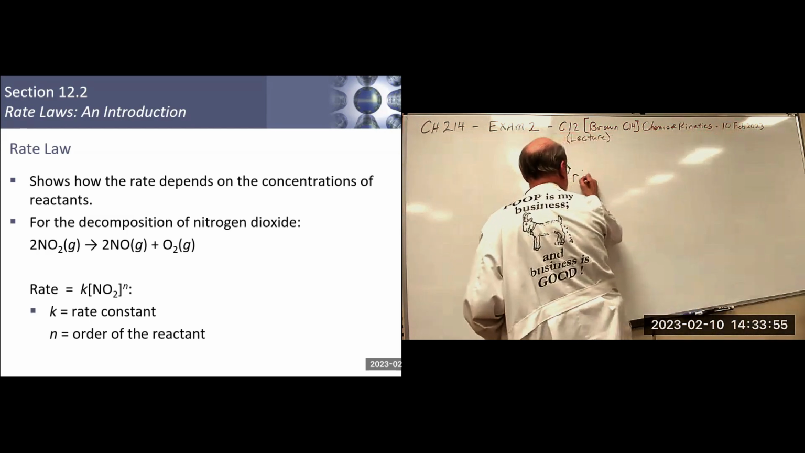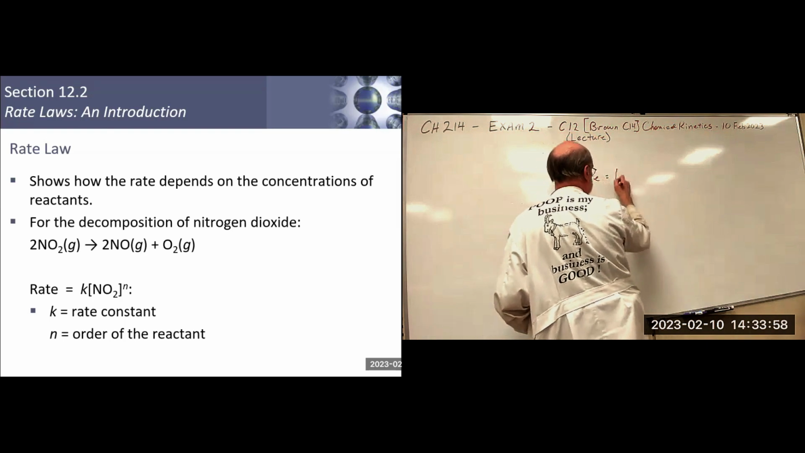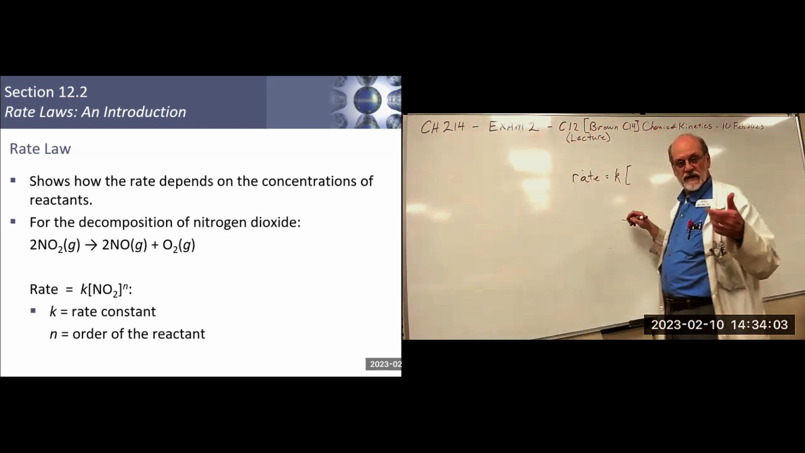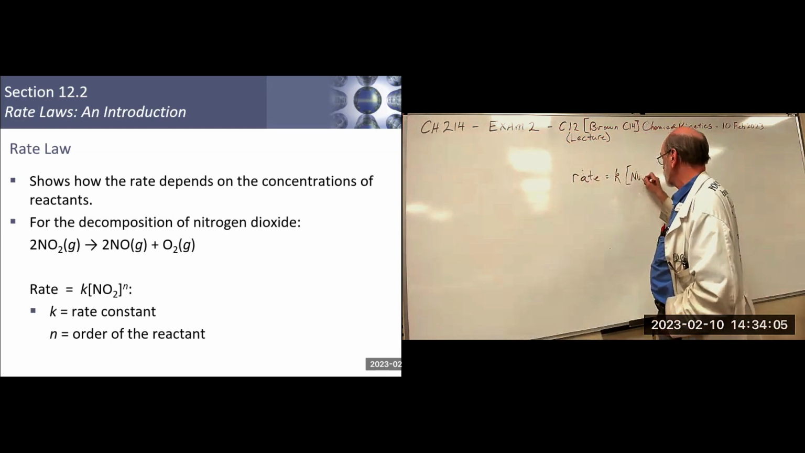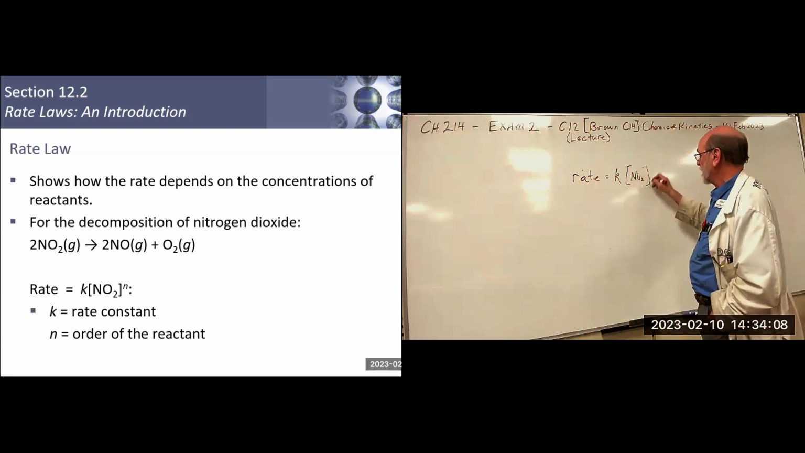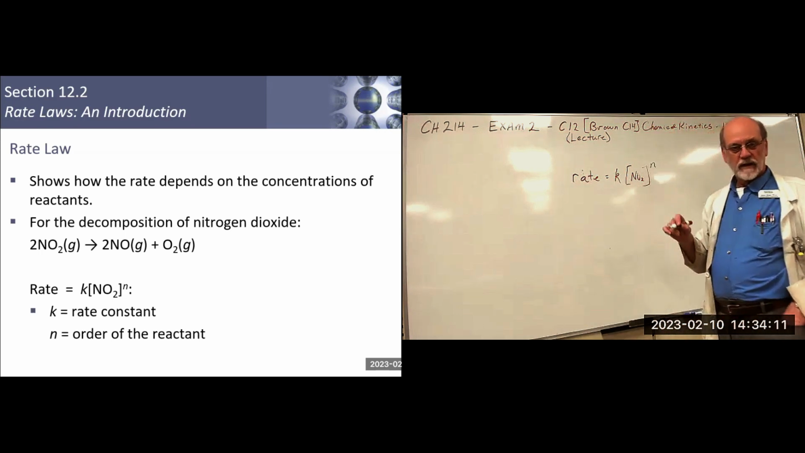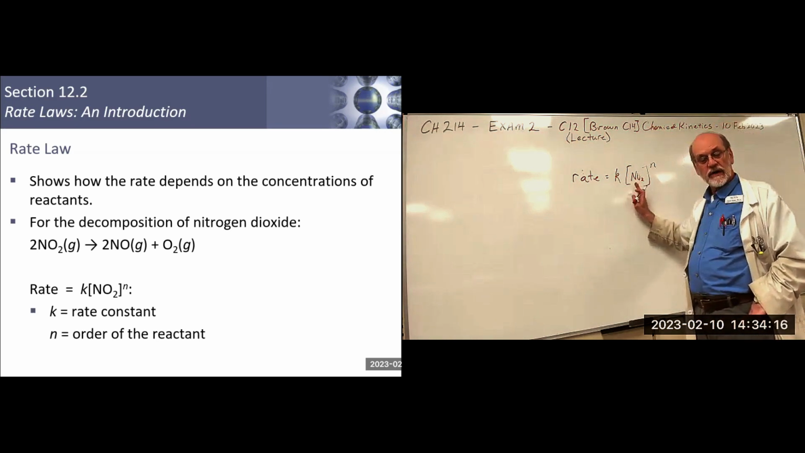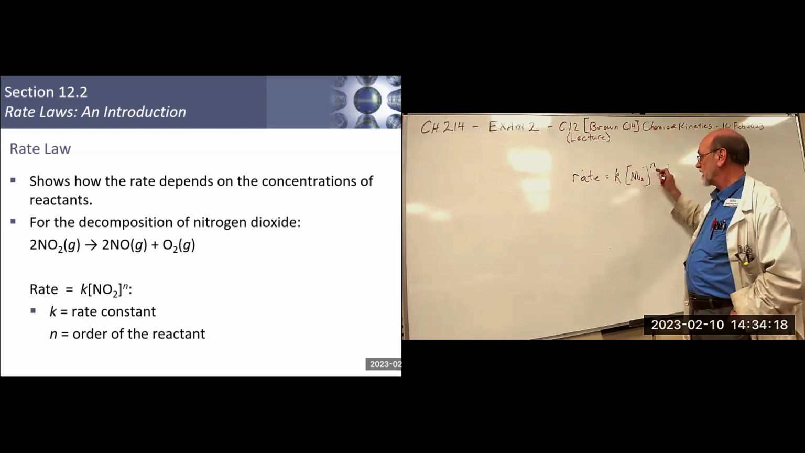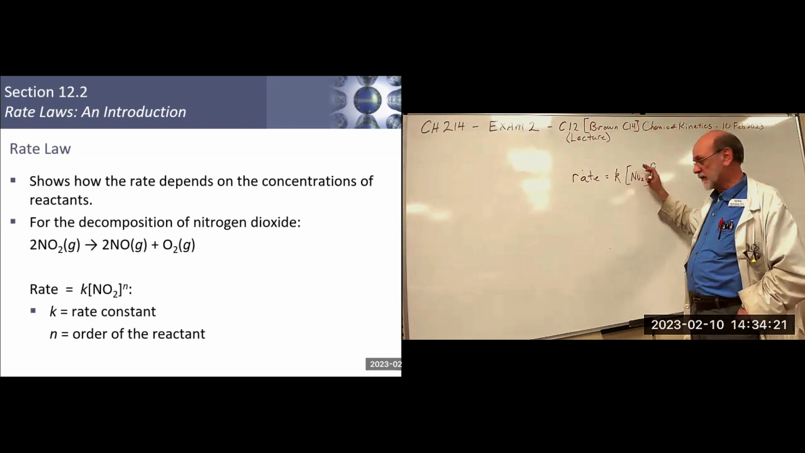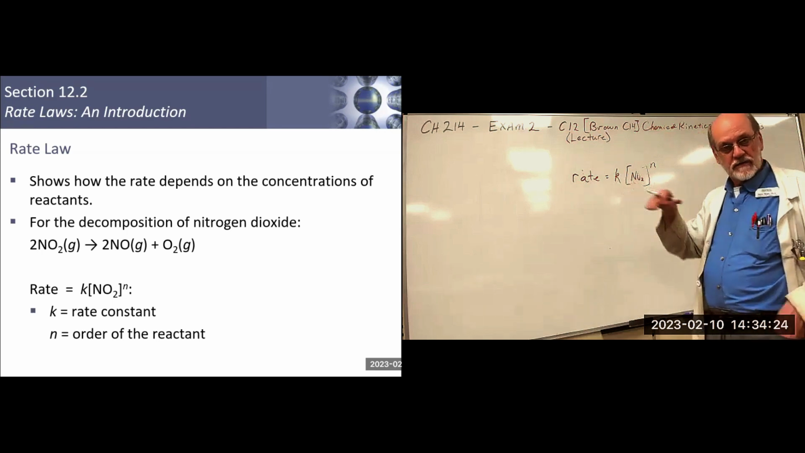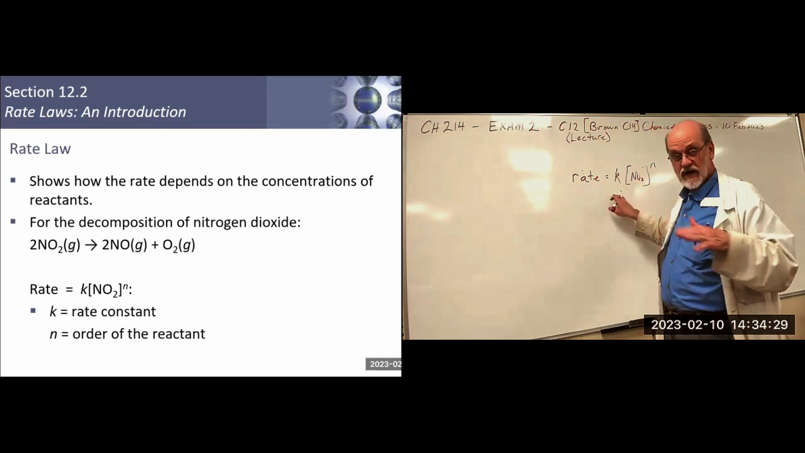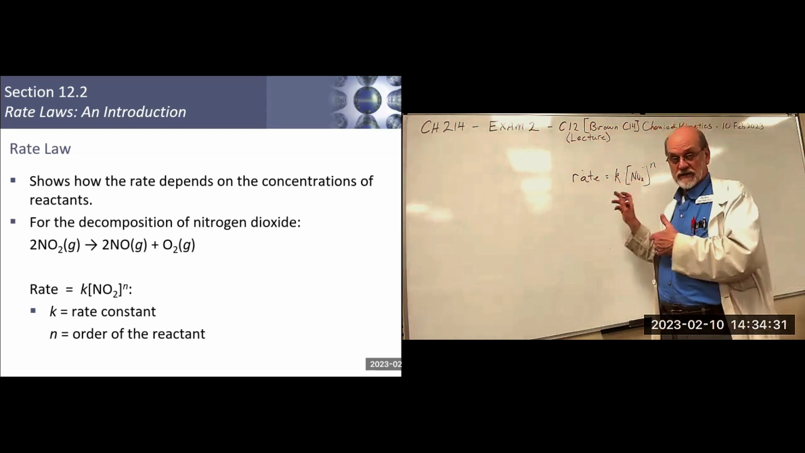The rate law says the rate, whatever it happens to be, is a constant times the concentration of, in this case, NO2. We'll use theirs, to some power. And that power is known as the order for that reactant or product. The order for that term is the power of the concentration term. And that K is a constant if the temperature doesn't change. As long as the temperature is constant, then this K is constant. If we change the temperature, the K changes.